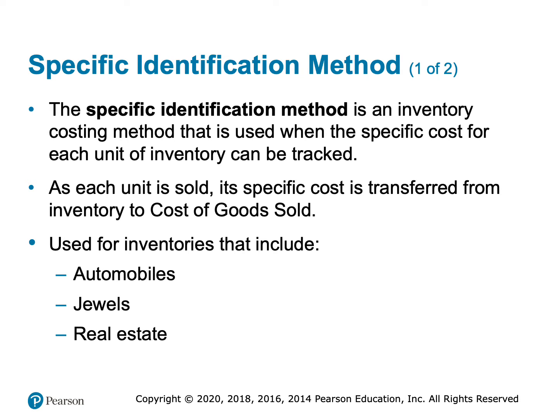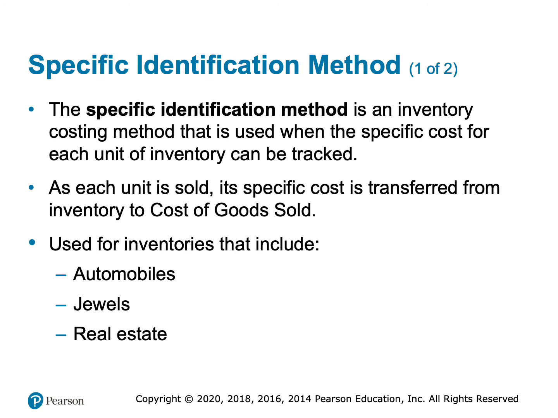Specific identification says that you know exactly how much this particular item cost as opposed to the item right next to it on the shelf. And so when you sell this particular item, you can move that exact cost out of inventory into cost of goods sold. Remember, what we're trying to do here is determine the amount of that journal entry.